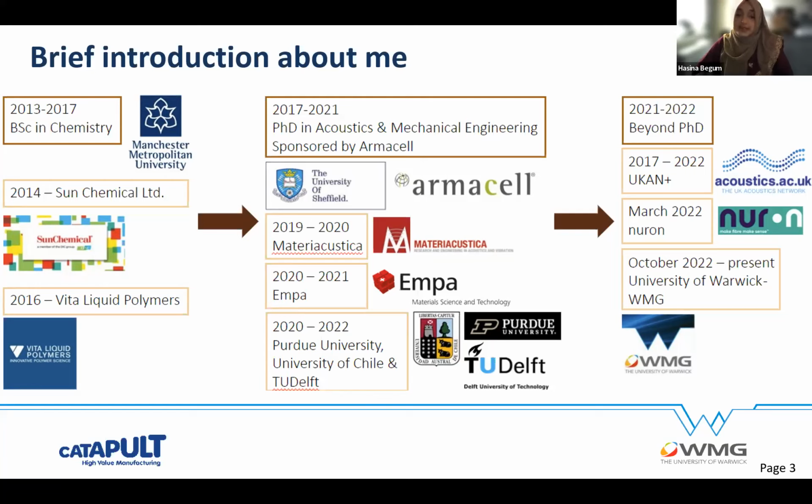And that was in acoustics and sponsored by an industrial company called Armacell. So they were quite interested in manufacturing foams and porous materials to be used for pipe insulation. So it was mostly pipe insulation. There was some building insulation as well.